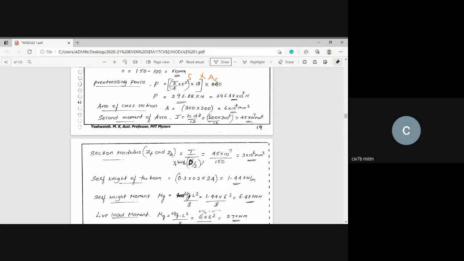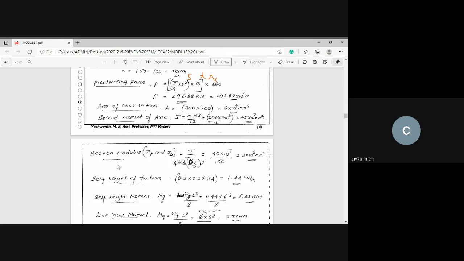So we know that B is 200 multiplied by capital D, for example D is 300. So BD cube by 12, and you will get the answer in millimeter to the power of 4, because B is in millimeter and D cube is in millimeter cube. So we'll get the moment of inertia, or moment of area, of a rectangular section. Please note down BD cube by 12. So that is 45 into 10 to the power of 7 millimeter to the power of 4. Please check the answer.